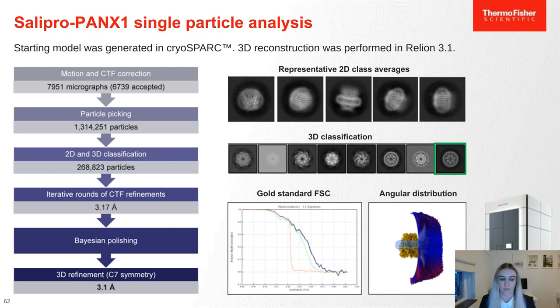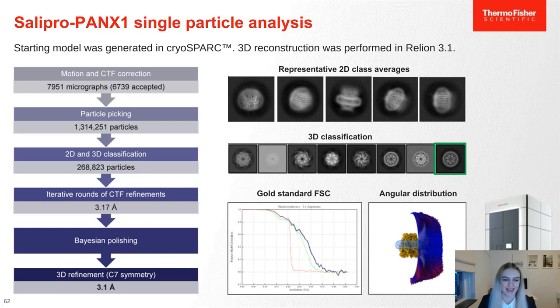Then most of the processing was done in Relion, and this was followed by 3D classification. So you can see the 8 resulting 3D classes, and I chose the one on the very right, boxed in green, and took all the particles from that class and refined them to produce a 3.1 angstrom refinement. And in the bottom right, you can see an angular distribution plot.